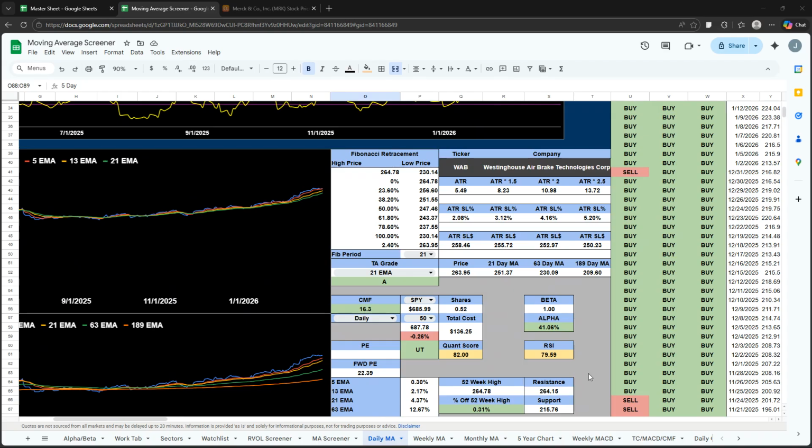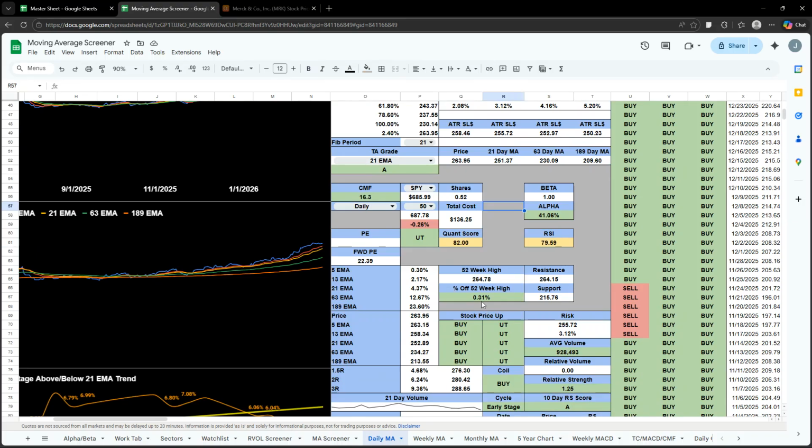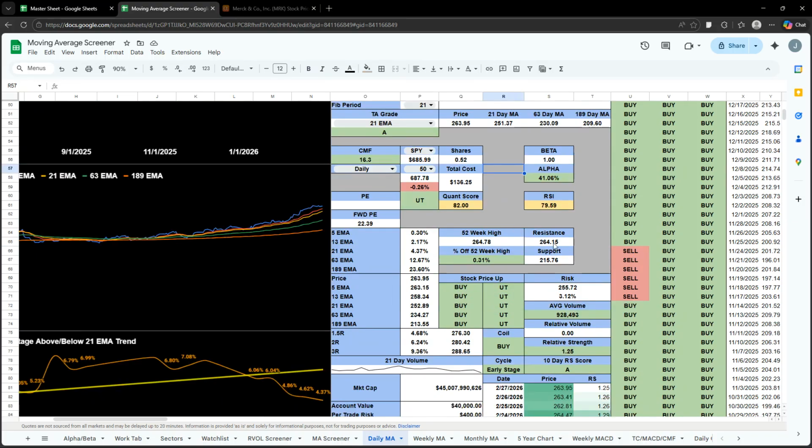So our next stock is Westinghouse Air Brake Technologies, ticker WAB. We are at almost 80 on the RSI, so that's something to keep an eye on. We do have a score of A for the technical analysis grade on the 21 EMA. We're 0.31% off our 52-week high. 264.15 is our resistance. Our price is 263.95, so we're very close to breaking resistance. So I'd be watching this to see if it broke resistance to enter.